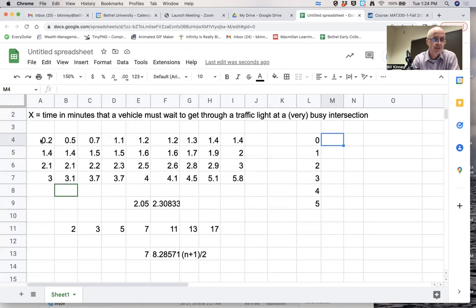So the first decimal is 0.2, put a 2. The next one is 0.5, put a 5. The next one is 0.7, put a 7. That's not a 257, that's a 2, 5, 7. And I probably should left justify it here.